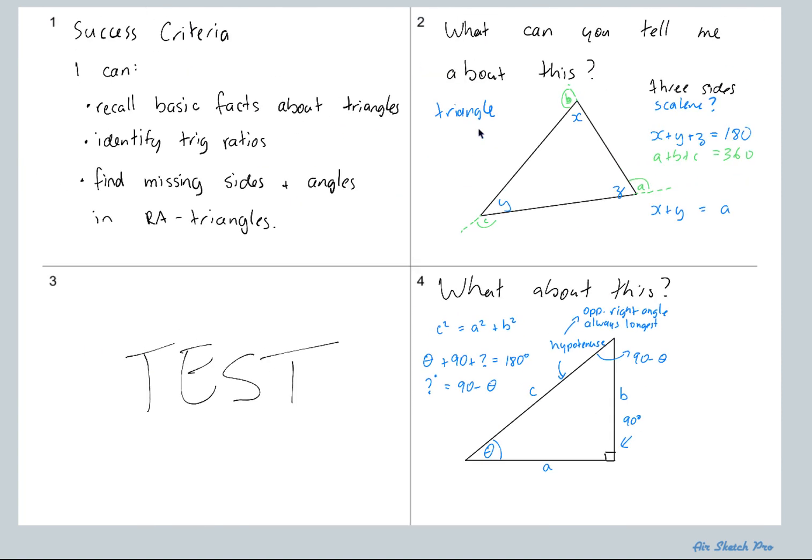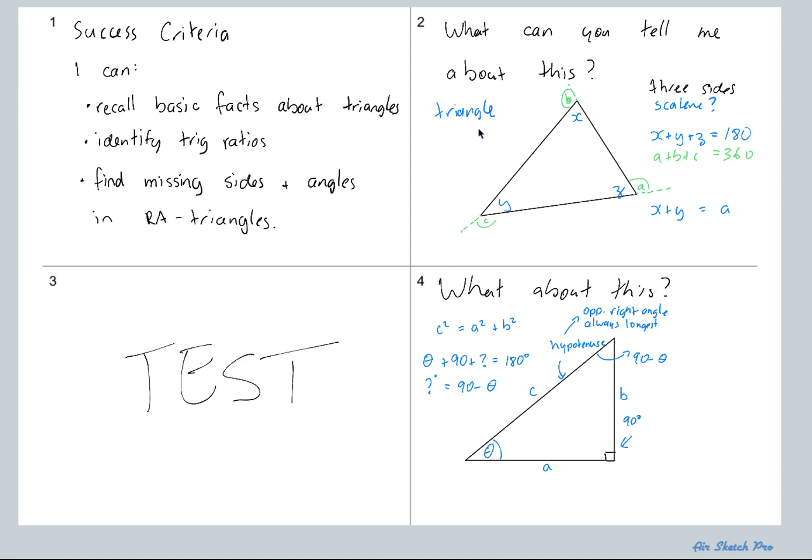I'll zoom them all out so you can see all four slides at once now. So you can see the success criteria for today are as follows. Number one, I can recall basic facts about triangles. We did all right, didn't we? We wrote down heaps of stuff, even the exterior angle sum thing, which I wasn't even expecting. Identify trig ratios. I haven't done that yet. What does that mean?